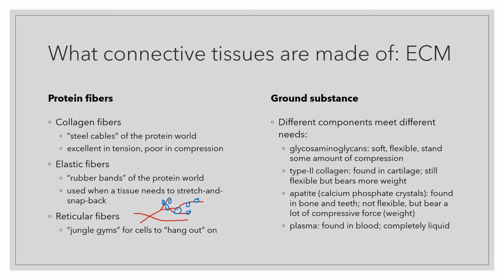Type 2 collagen is found in cartilage, and unlike the steel cable collagen fibers, this is a randomly woven collagen that remains flexible but is able to bear some weight.